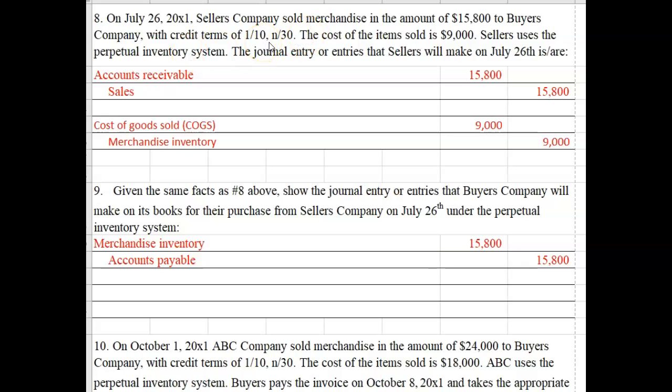If this had been a cash sale, it would have told you that it was sold for cash. But also, credit terms don't apply to a cash sale. They only apply to a sale made on account or a purchase made on account.